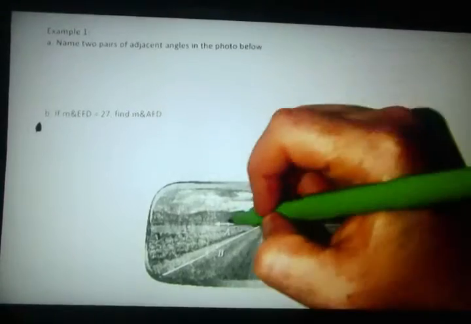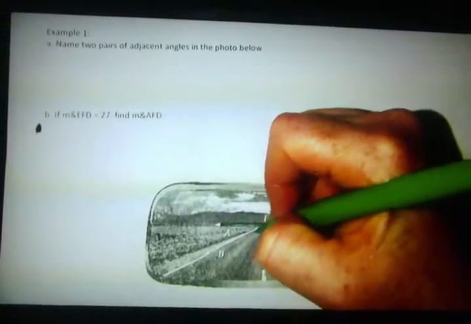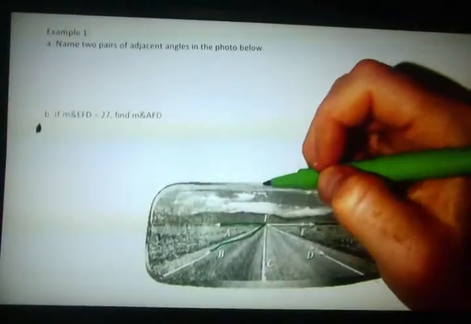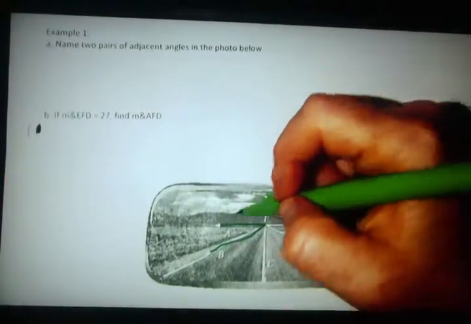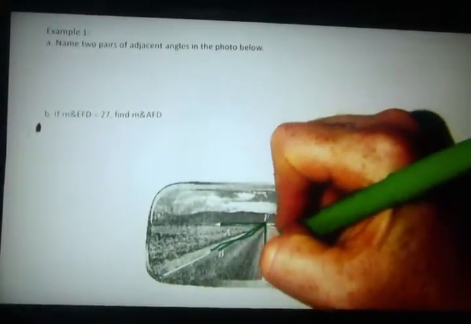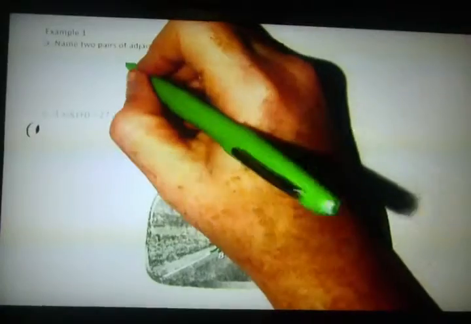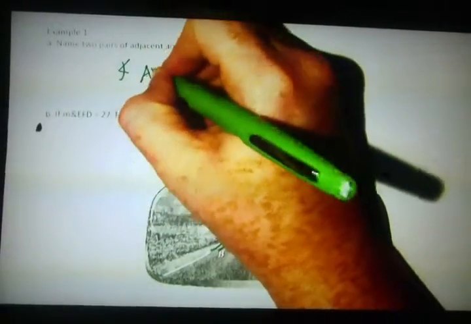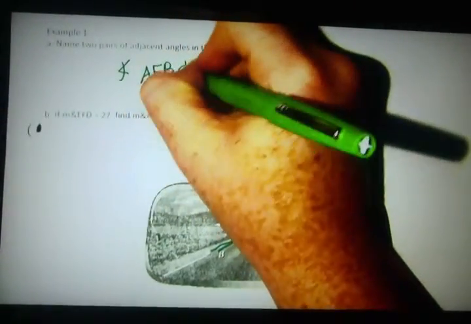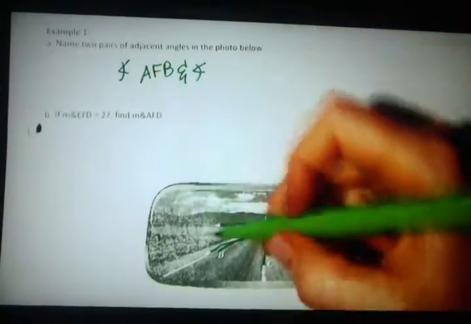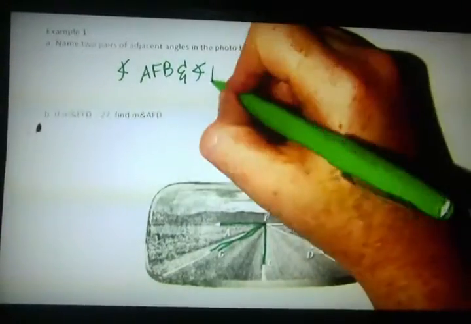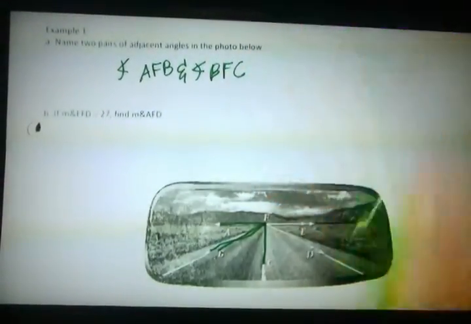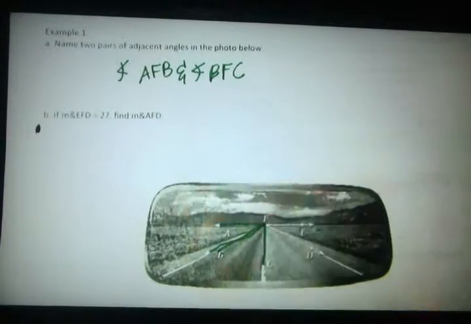Okay, I'm just going to start with the leftmost. Here's AFB. What's its adjacent angle? BFC. Okay, so angle AFB and angle BFC. Those are definitely adjacent, they're touching. Alright, let's get another set going.